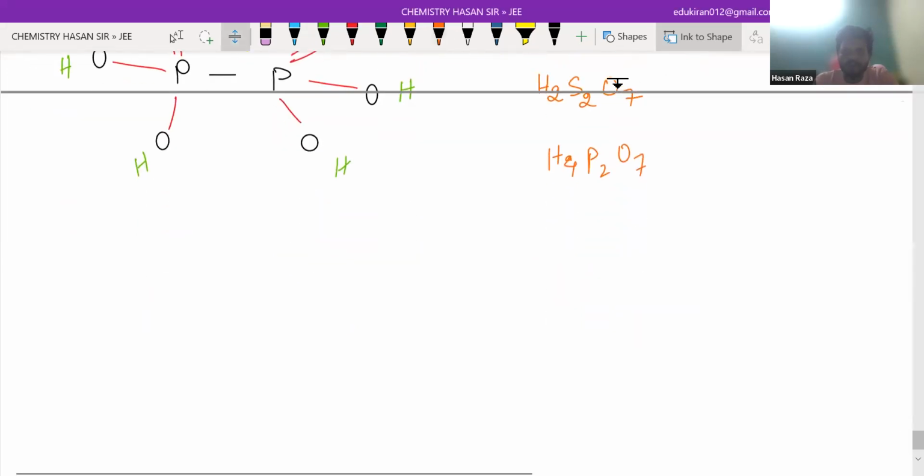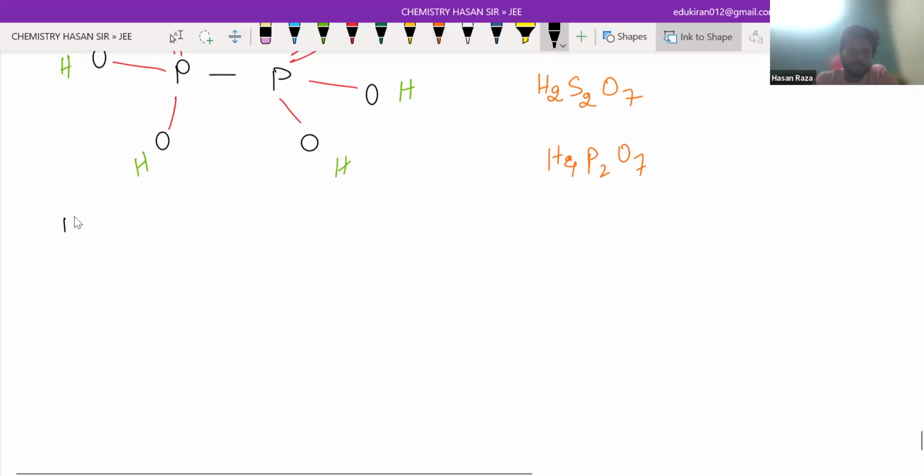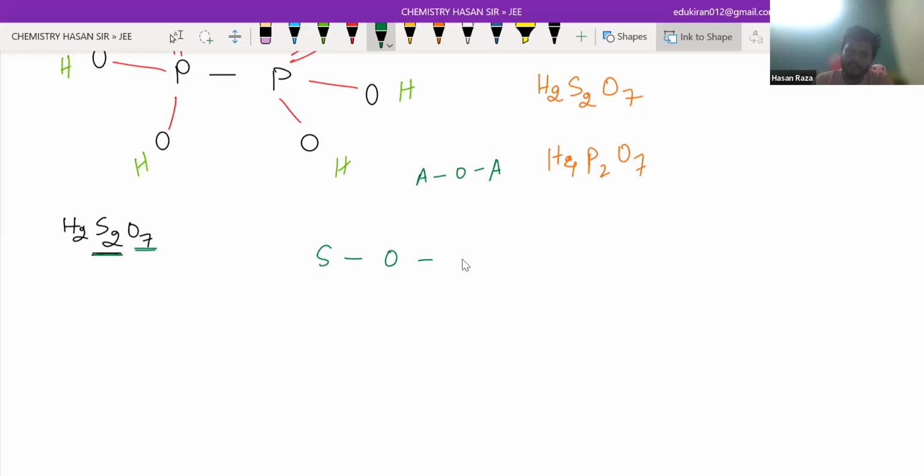H2S2O7. I'm going to explain this. First of all, you are going to look for the central atom. Hydrogen cannot be the central atom. In the first rule, I had given you that fluorine and hydrogen can never be the central atom. Always keep that in mind. Now you have two central atoms and oxygen is in odd number, so the linkage will be AOA. Now what? It will be SOS.